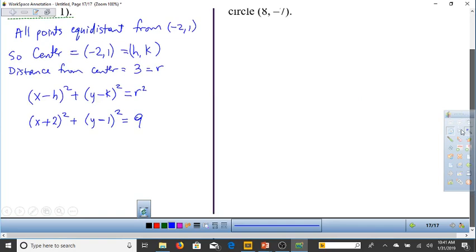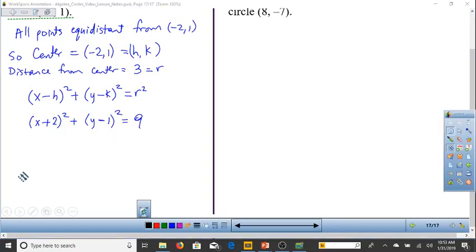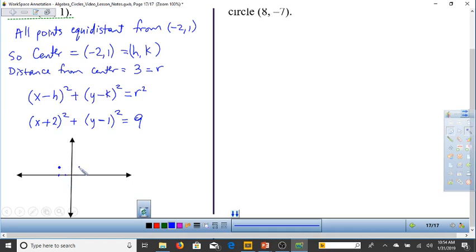Now let's graph it. I'm going to draw the axes, which are the x-axis and y-axis. Then my center is -2, 1, so I'm going over to the left 2 and up 1, and then I'll mark that as my center. Then the radius is 3 units, so I'll go 1, 2, 3 units to the right. I'll just use a different color here. And then I'll go 3 units up, 1, 2, 3.